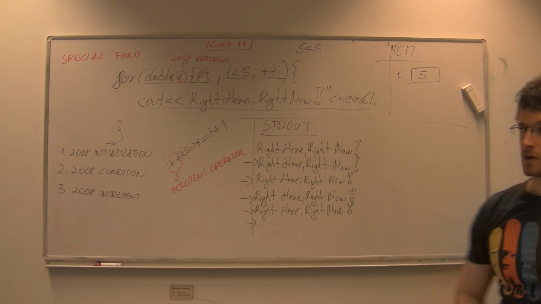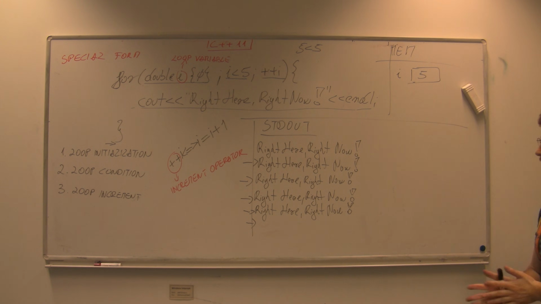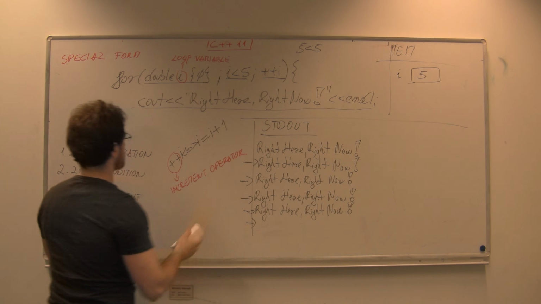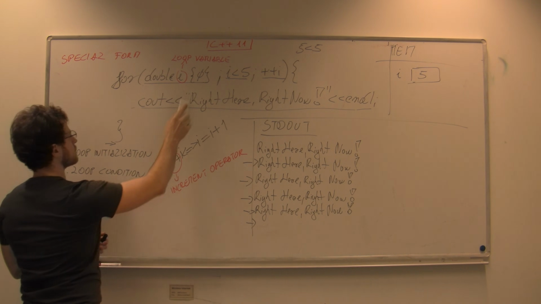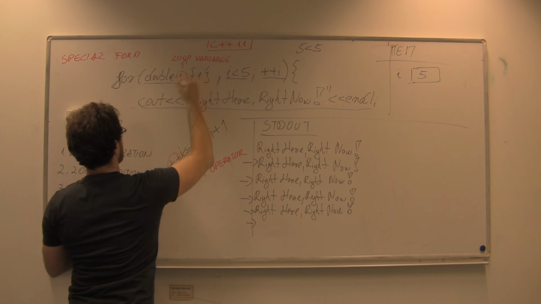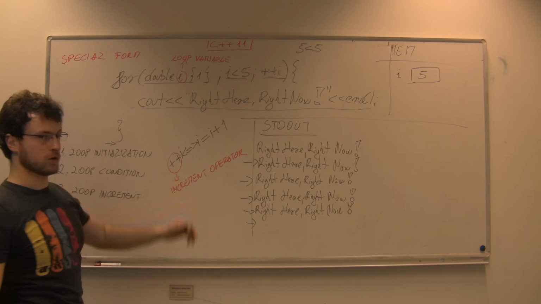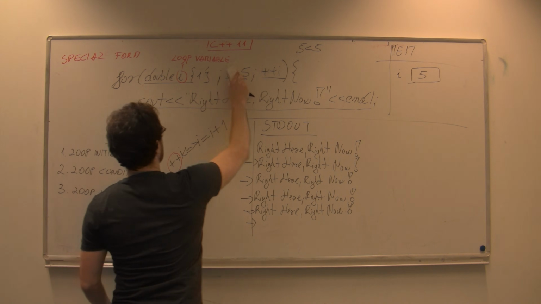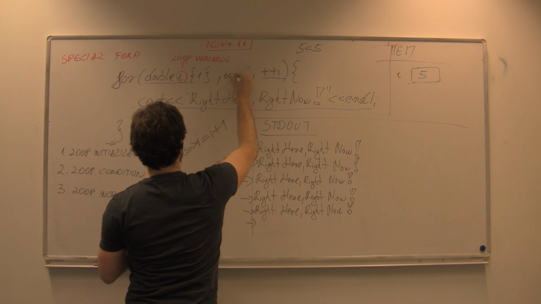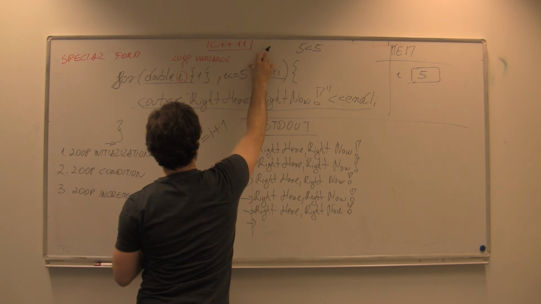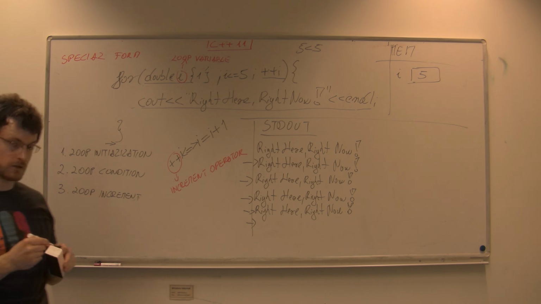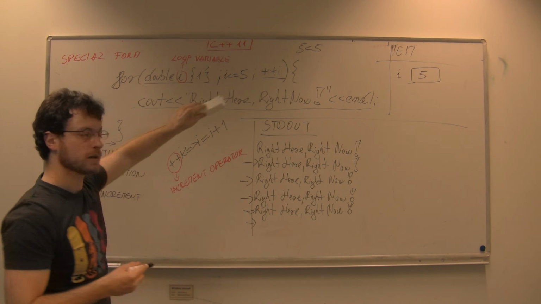Another way we could have expressed this idea is to have initialized the loop variable to 1 and change the loop condition into I less than or equal 5. I will let you convince yourself that this is equivalent.